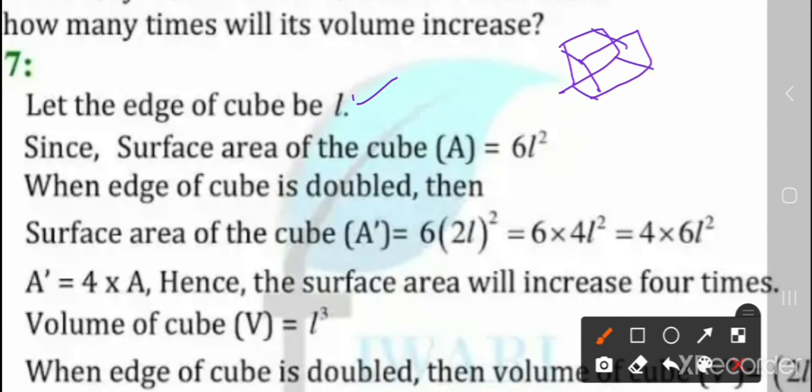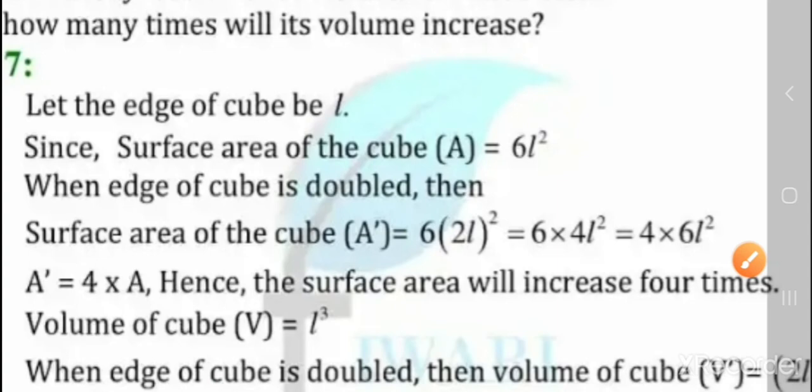How many faces are there? 1, 2, 3, 4, 5 and 6 faces are there. Each face has L square area. So the formula came as 6L square, that is the total surface area of the cube. When the edge is doubled, instead of L we are taking it as 2L. When it is doubled, we are considering the L as 2L. Then what will be the surface area? Let us see.